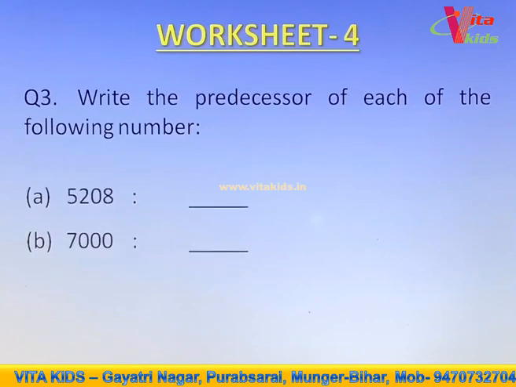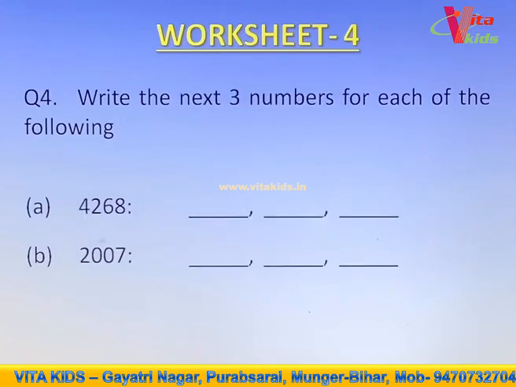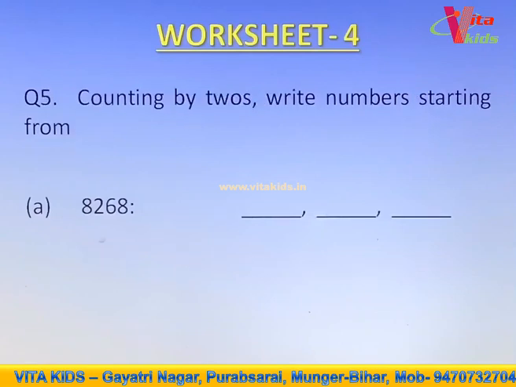Question number 3. Write the predecessor of each of the following numbers. A, 5208, B, 7000. Question 4. Write the next 3 numbers for each of the following. A, 4268, B, 2007. Question 5. Counting by twos. Write the numbers starting from A, 8268. Question 6. Counting by fives. Write numbers starting from 9527.